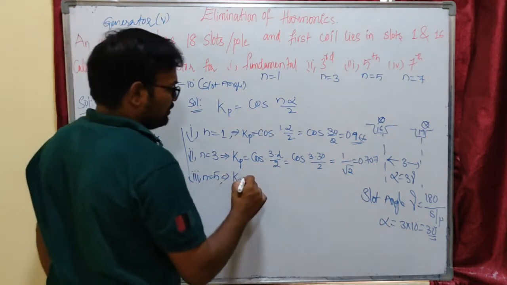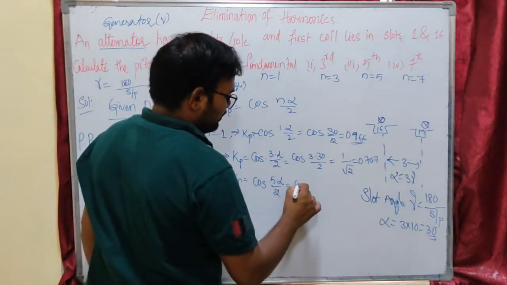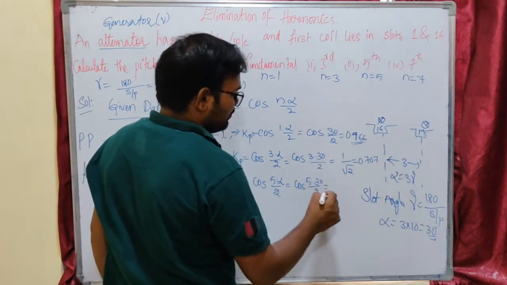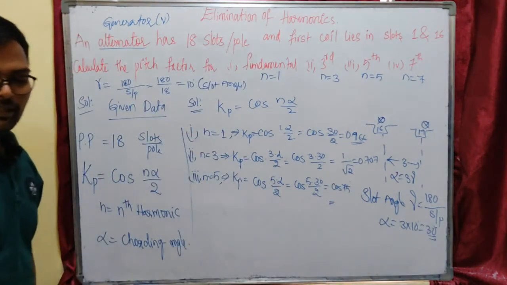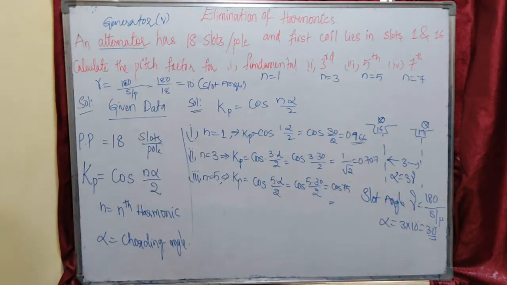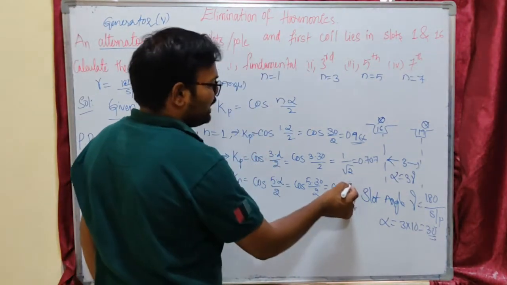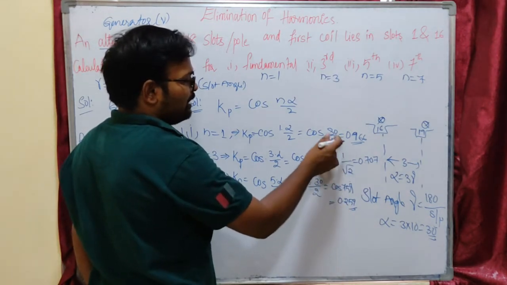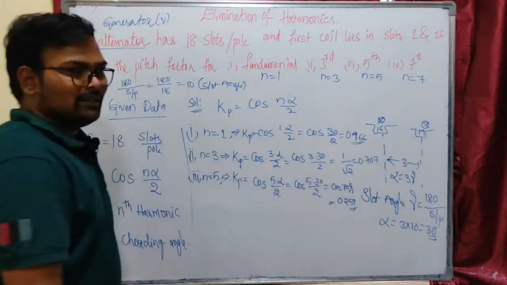Kp equal to cos 5 times alpha by 2. That will be equal to cos 5 times 30 by 2, which is 150 by 2, equal to cos 75 degrees. So what will be the value of cos 75 here? That is 0.259, and you can see as the angle of the cos is increasing, the value of cos will be decreasing. As the angle goes from cos 15 to cos 45, the value is reducing here. You can observe that.